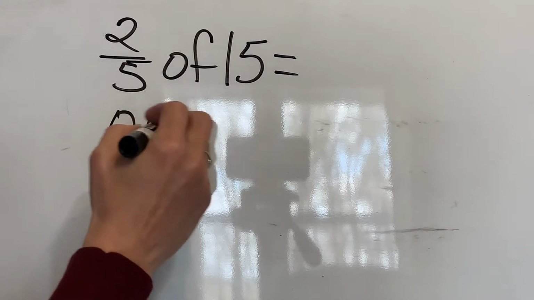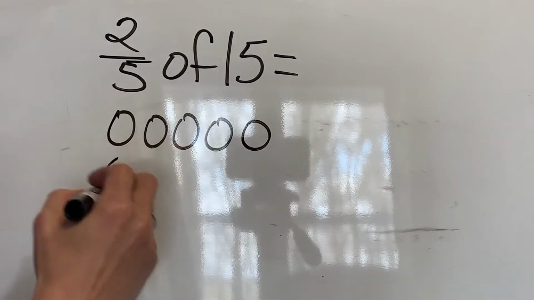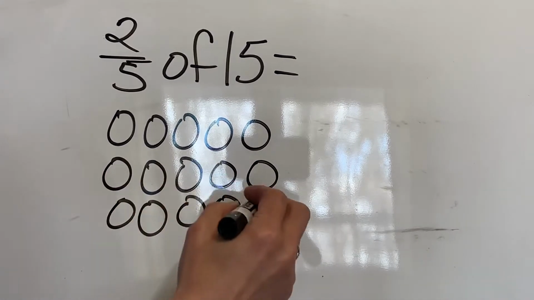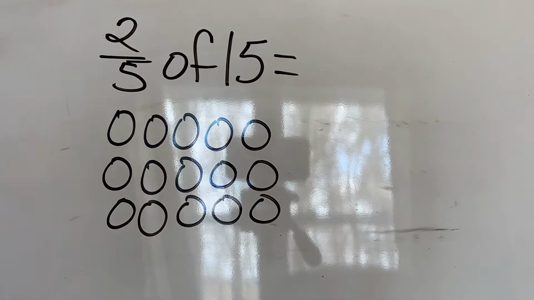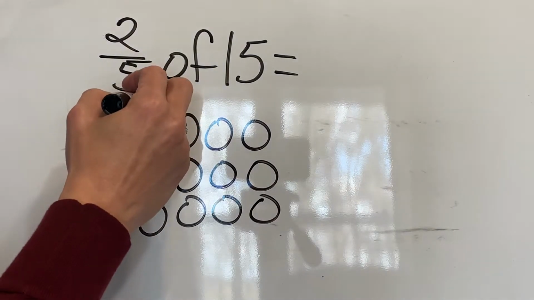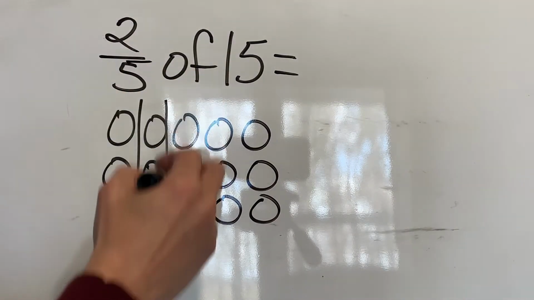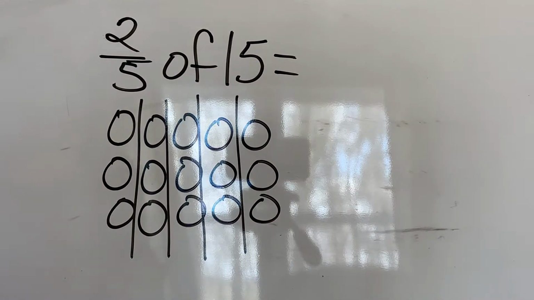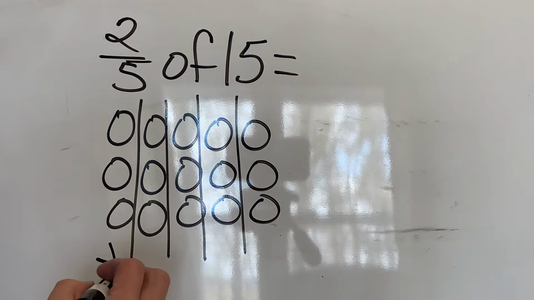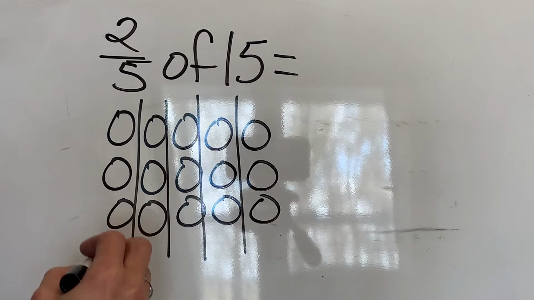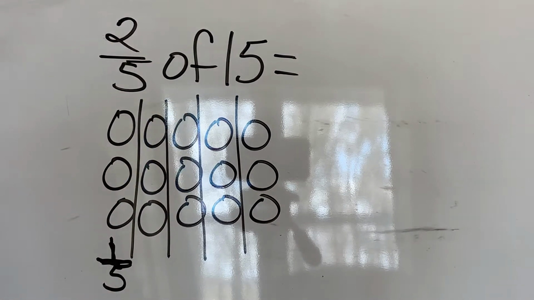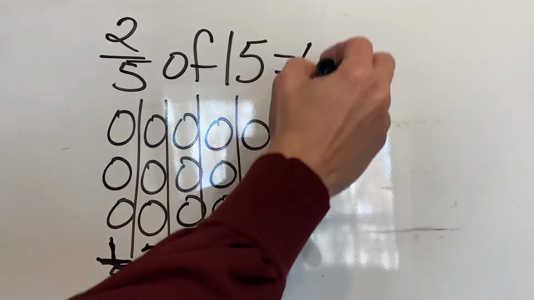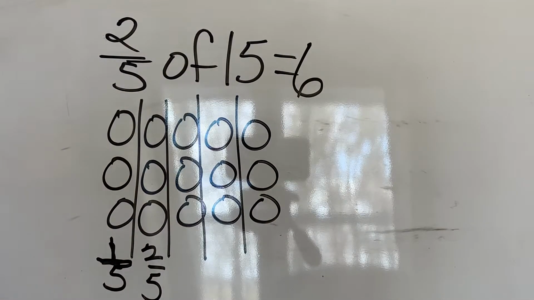So we need 1, 2, 3, 4, 5. There's 10, and there's our 15. So we need 2/5 of 15. So we need to break these into groups. 1, 2, 3, 4, 5. They're broken into fifths. We have 1/5 here. Oh, that's crooked. Oh, sorry about that. 1/5 would be 3 counters. 2/5 would be 6 counters. So 6 would be 2/5 of 15.